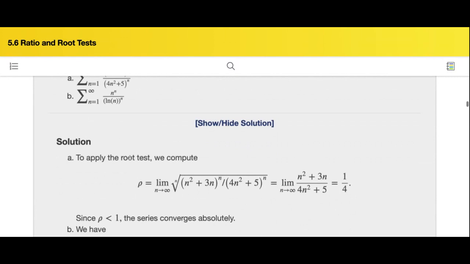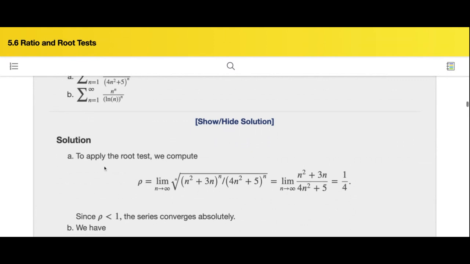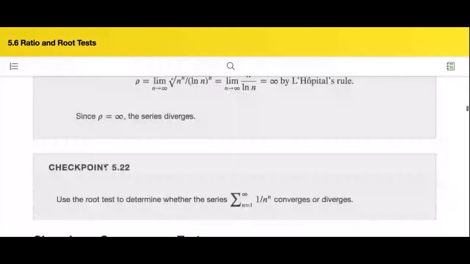Okay, let's see the second one. The second one is n raised by n over ln of n raised by n. Of course, we're going to take n's root. So when we take n's root, we just have a limit of n over ln n. The numerator is a linear function. The denominator is a log function. And the log function grows much faster.